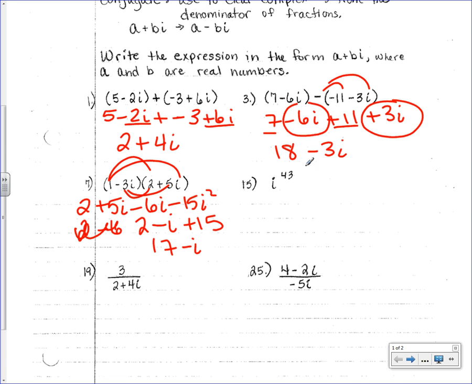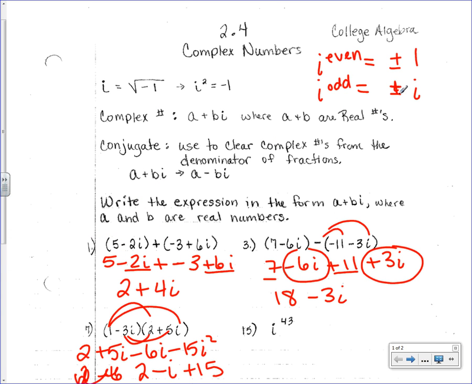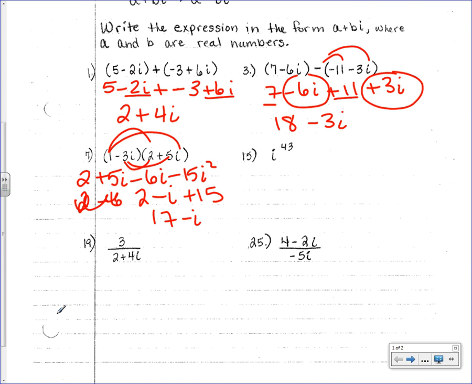On this question, i to the 43, first of all, if you can memorize it, great. It's to an odd, so it's either going to be i or negative i. You don't have to memorize that to get it right. I just think it's kind of nice to know which answer I should end up getting. So i to the 43, here's what I typically do. You have to know i to the second is negative 1. That's not an option. You have to know that.